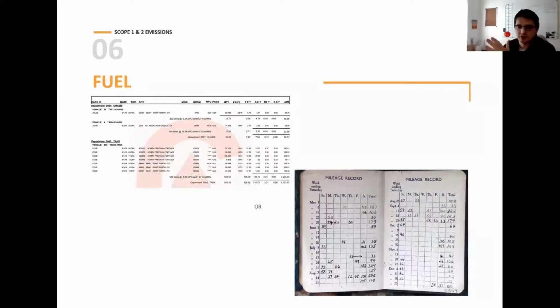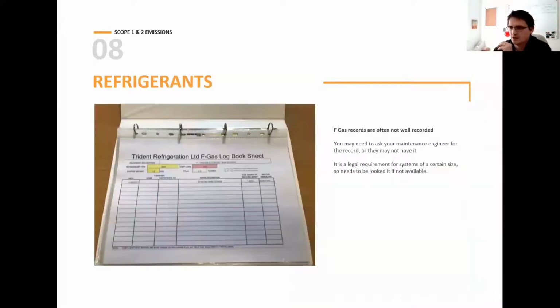But you can also do it by mileage, and obviously records around that for some organizations are much less easy to access. You'll sometimes have written mileage books, and those are harder to transpose into a real record for organizations. So there is sometimes quite a bit of data collection required behind this, and it's worth coming up with a plan for that.